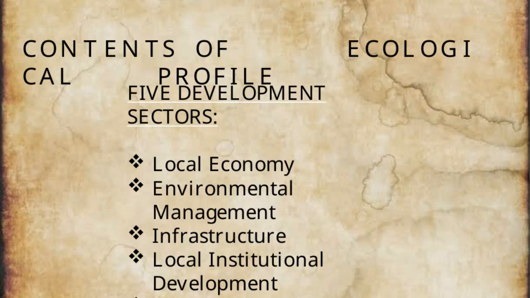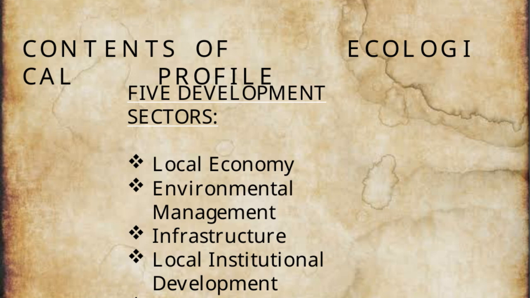Now, let's take a closer look at the 5 key development sectors that are crucial for our overall progress. First, we have the local economy, which is the backbone of community growth and sustainability. Strengthening local businesses and creating job opportunities are essential for improving living standards. Next is environmental management, where we focus on protecting our natural resources and ensuring sustainable use of our environment. This is vital not only for our health, but also for maintaining the ecological balance.